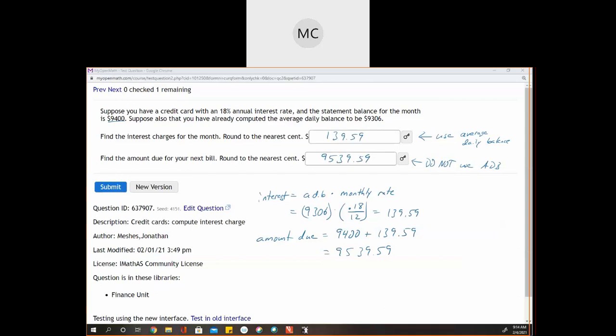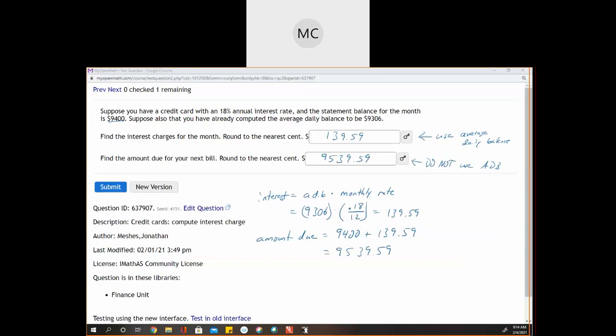Okay, so for this question, all you have to do to find the first box is pretty much take your statement balance for the month, multiply that by the percentage, and then over monthly, which is 12, and that's how you get your average daily balance.